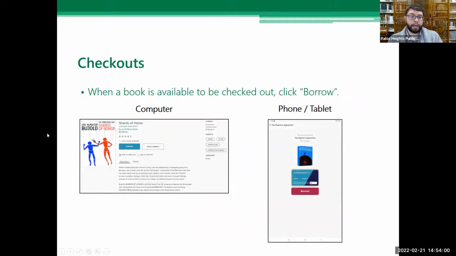Now, when a book is available to check out, it'll say Borrow instead of Place on Hold. So you just click Borrow, and that's what it looks like. Right side on the computer, or left side on the computer, right side on the phone or tablet. Just click Borrow.